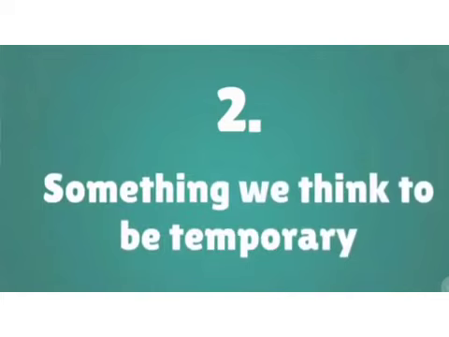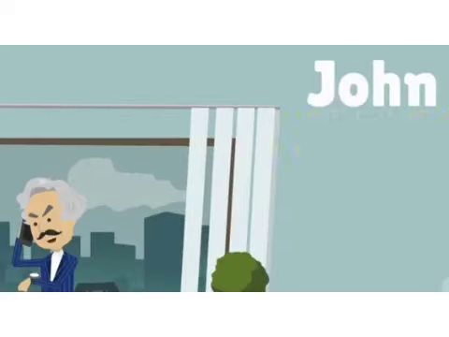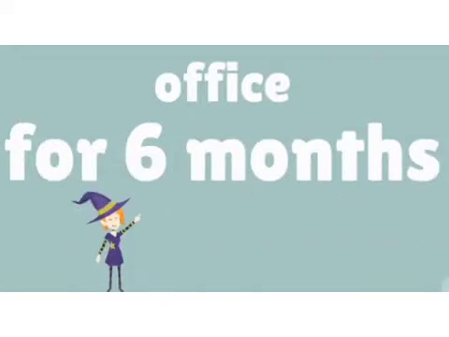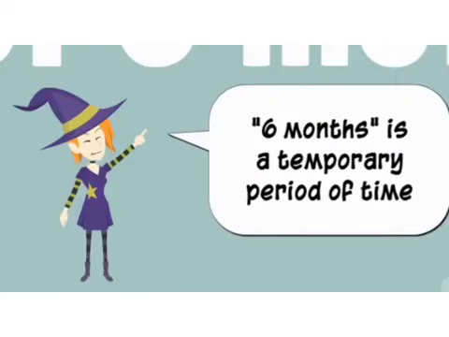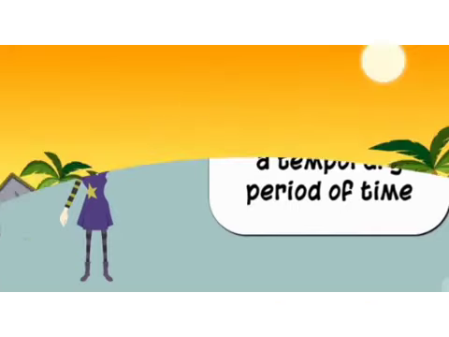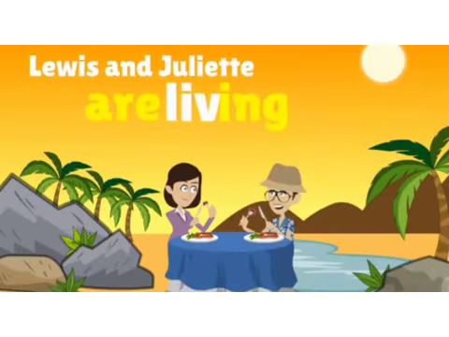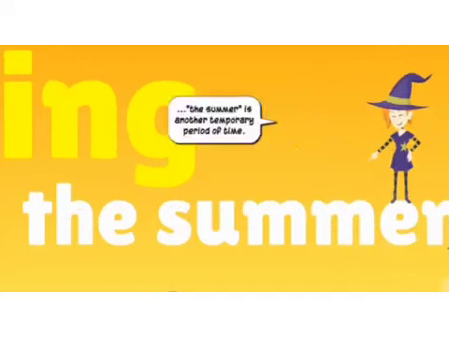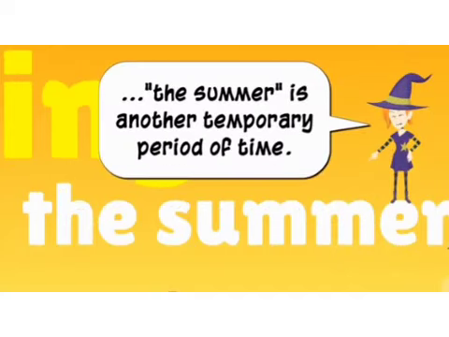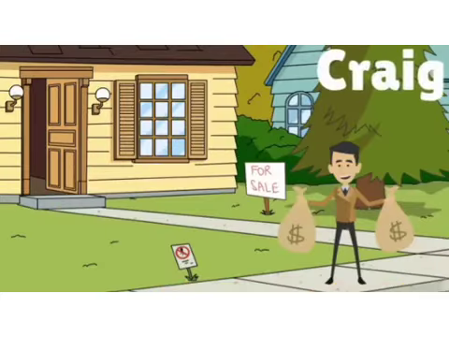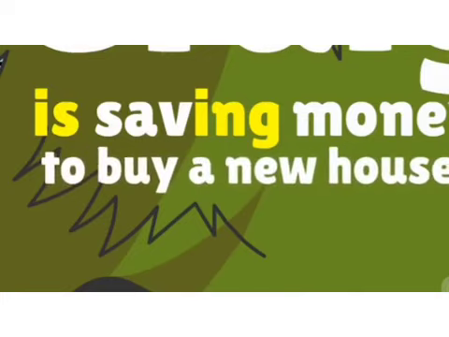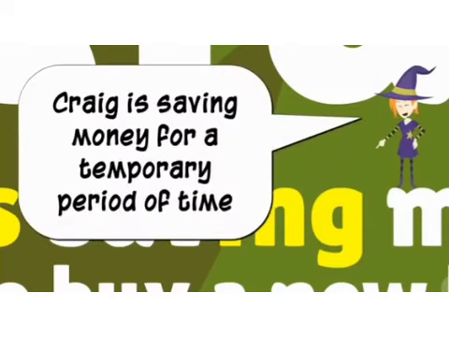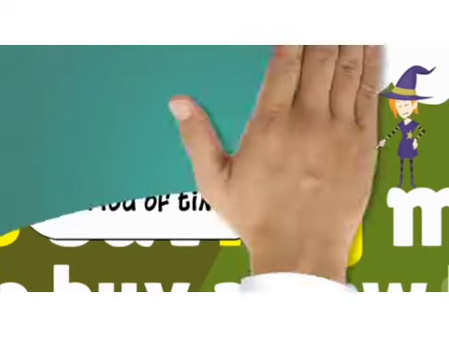Number 2. Something we think to be temporary. For example, John is working from the London office for 6 months. So for a temporary period of time, 6 months is mentioned here. Hence we use present continuous. Louis and Juliet are living abroad for the summer. Are living is the continuous. The summer is a temporary period of time. It is one of the seasons. Craig is saving money to buy a new house. Is saving is the continuous. So for a temporary period of time, he is saving the amount.